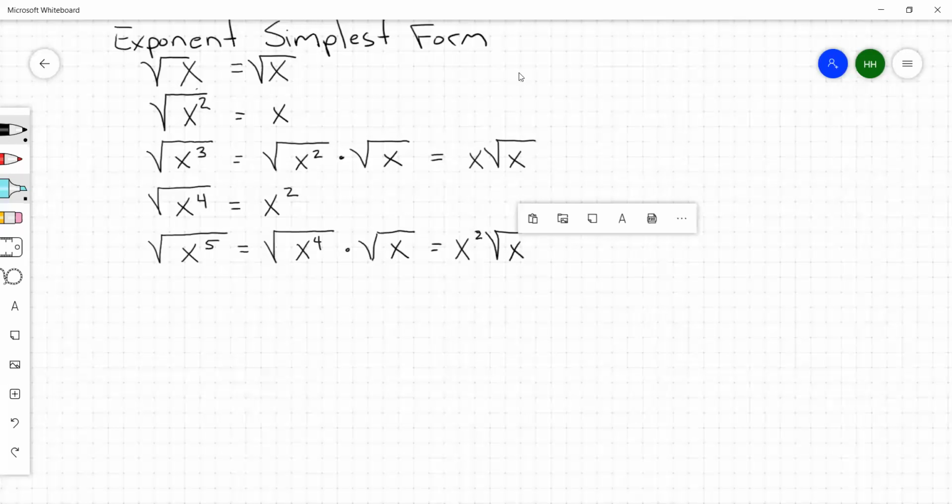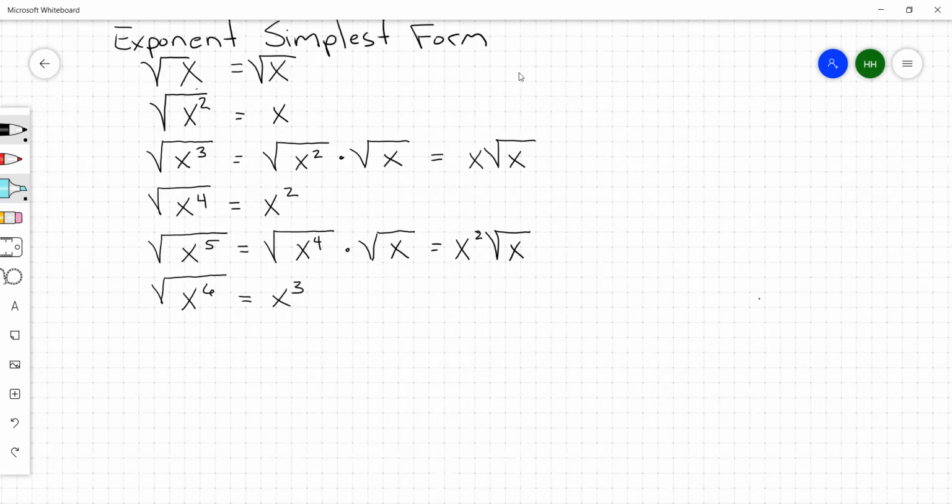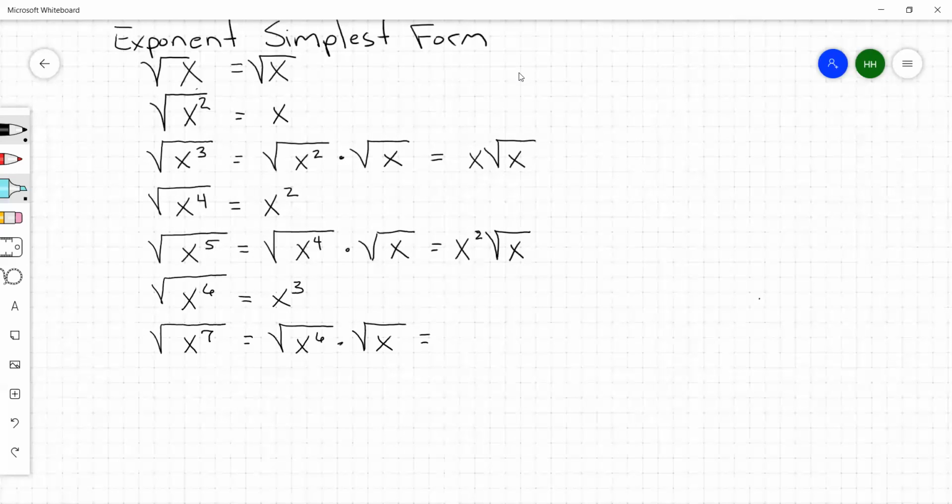Now, real soon here, you're going to start seeing a pattern. The square root of x to the sixth is equal to x to the third. And the square root of x to the seventh is the square root of x to the sixth times the square root of x. And since the square root of x to the 6th is equal to x to the 3rd, this becomes x to the 3rd times the square root of x.